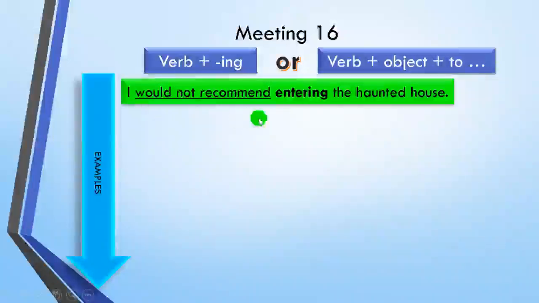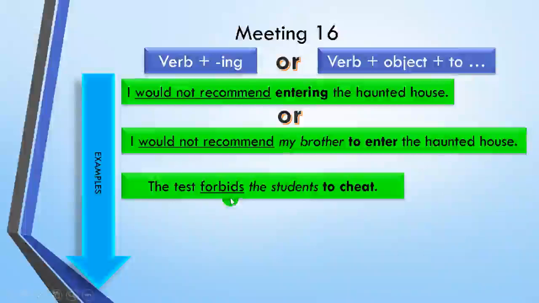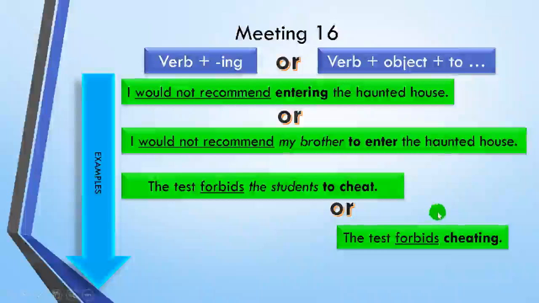I would not recommend entering the haunted house. Or, I would not recommend my brother to enter the haunted house. The test forbids the students to cheat. Or, the test forbids cheating. So if you pay attention here, there are different patterns that we use, and also they have different definitions, as well as the first slide that we have discussed before.